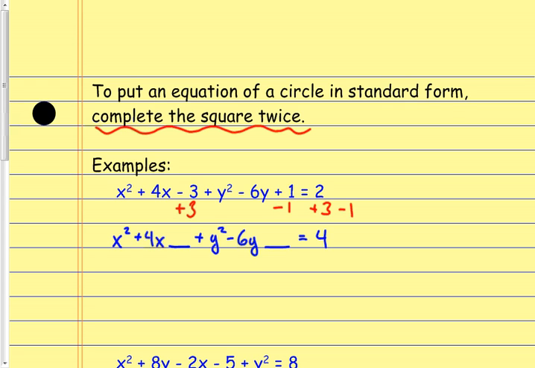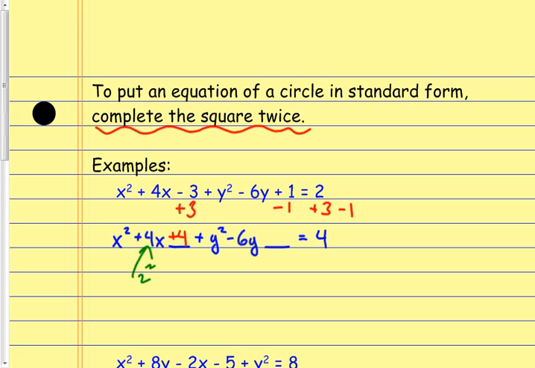And now I complete the square. Remember, to complete the square, to fill in these blanks, I have to do b divided by 2 and square it. So I take this middle term, which is a 4. I divide it by 2, which is a 2. And then I square that, which gives me a 4. So I have to add a 4 in this little blank space.